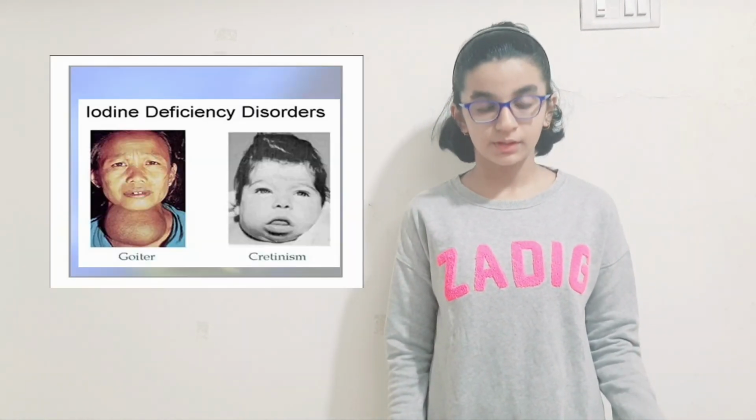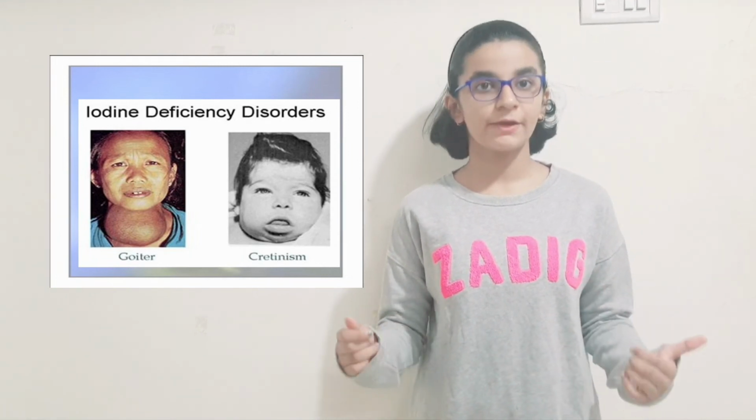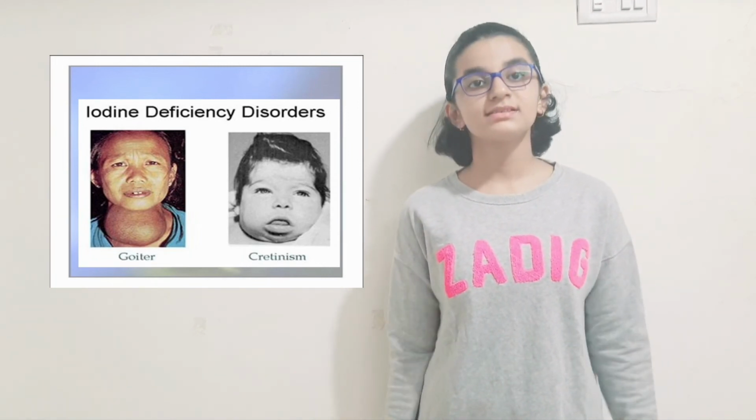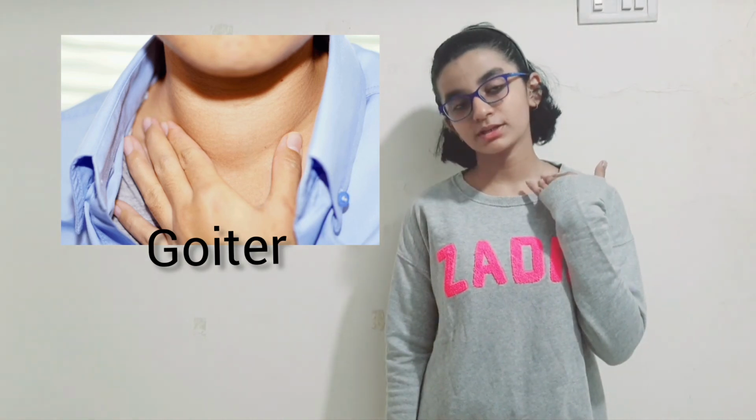Iodine. The disease that is caused due to iodine deficiency is known as goiter. Its symptoms are swelling at the base of the neck region, coughing, difficulty in breathing and difficulty in swallowing. We can overcome them by eating iodized salt, seafood, fish, etc.